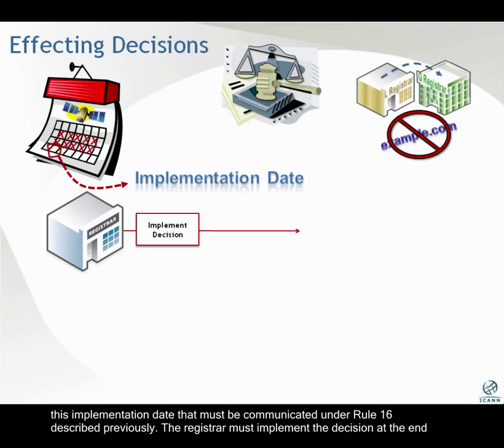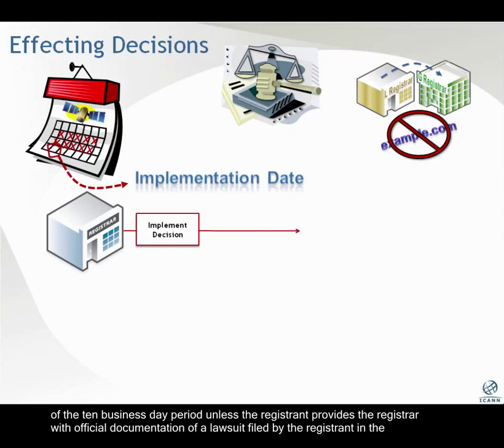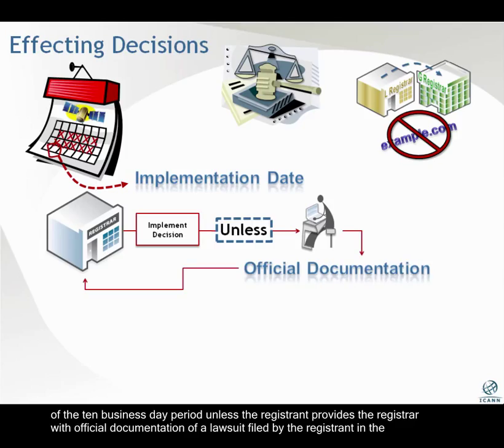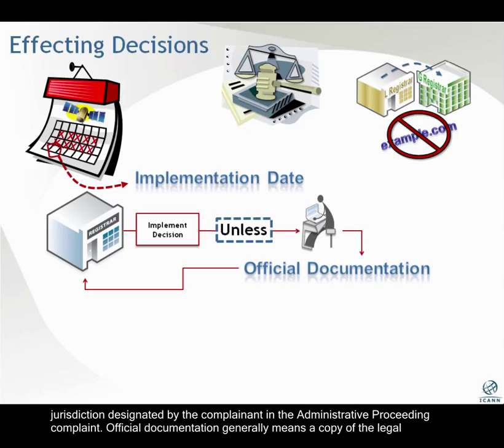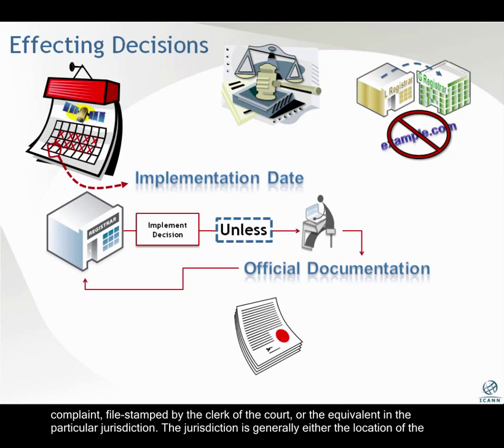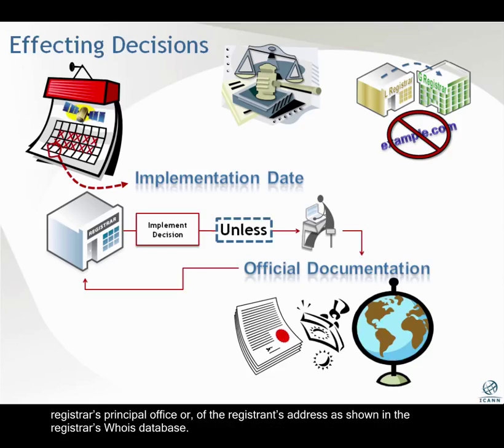The registrar must implement the decision at the end of the 10 business day period unless the registrant provides the registrar with official documentation of a lawsuit filed by the registrant in the jurisdiction designated by the complainant in the administrative proceeding complaint. Official documentation generally means a copy of the legal complaint, file stamped by the clerk of the court, or the equivalent in the particular jurisdiction. The jurisdiction is generally either the location of the registrar's principal office or of the registrant's address as shown in the registrar's Whois database.